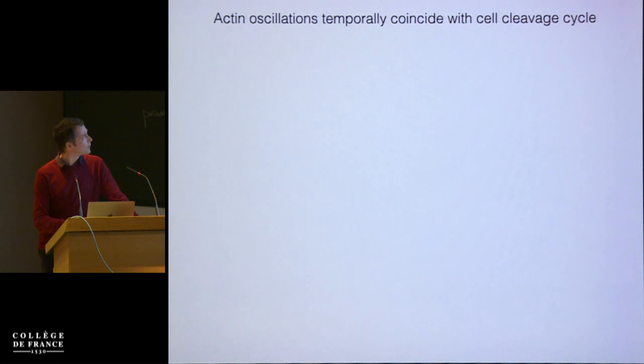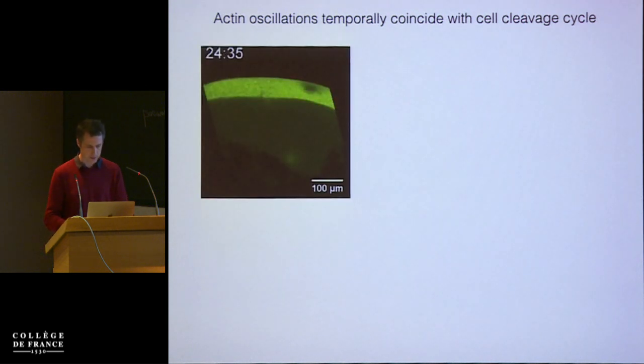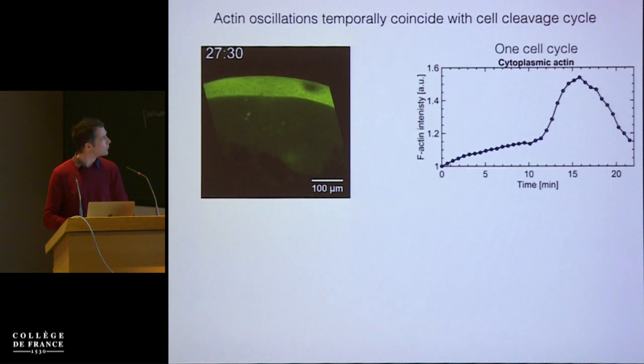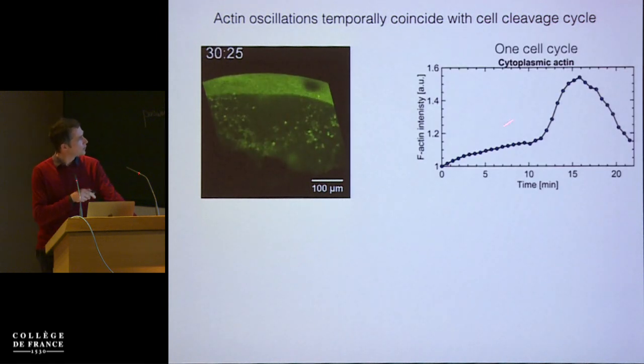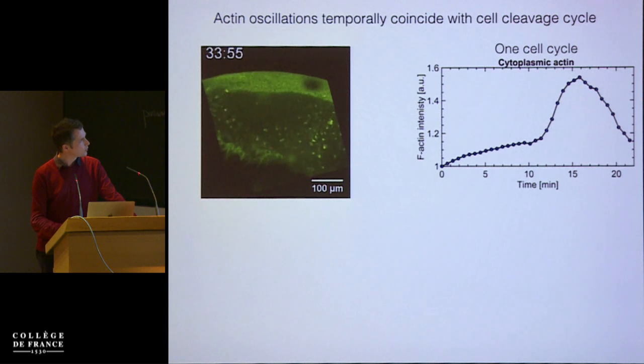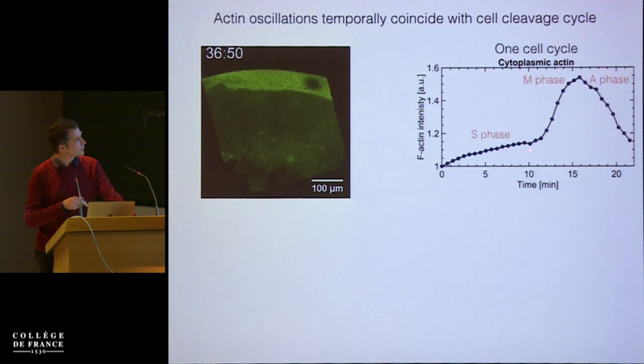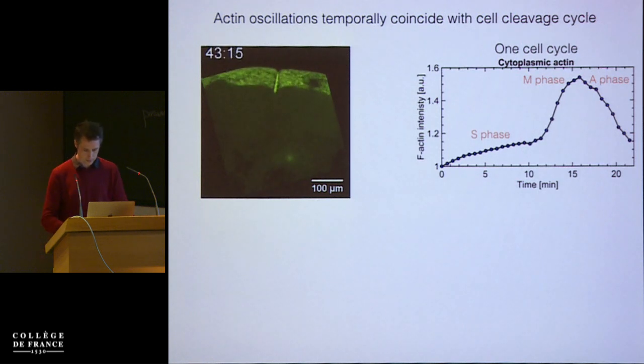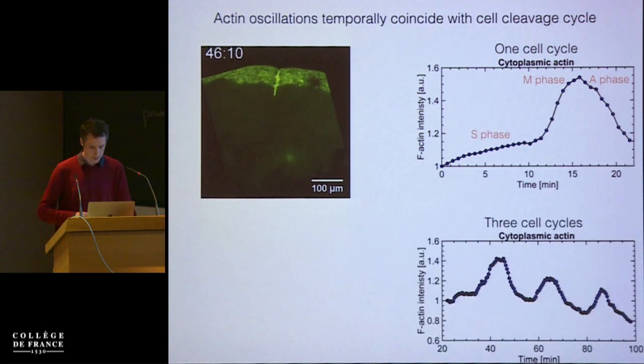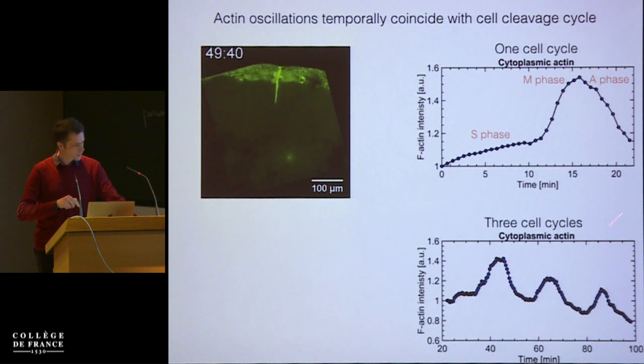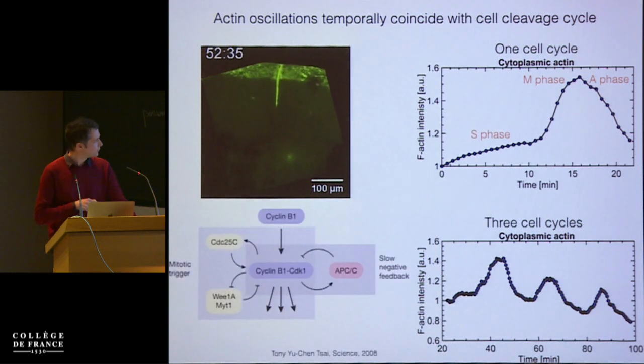And what we very quickly then found out, and this again doesn't come too surprising, is that these actin oscillations do temporally coincide with the cell cleavage cycle. So this is what we see. This is the flow. And if you then look at how the flow is related to the cleavage cycle, you can see that the flow sets in when the cell goes into M phase, and then it ceases when the cleavage is over again. And this is just showing you 3 cycles.